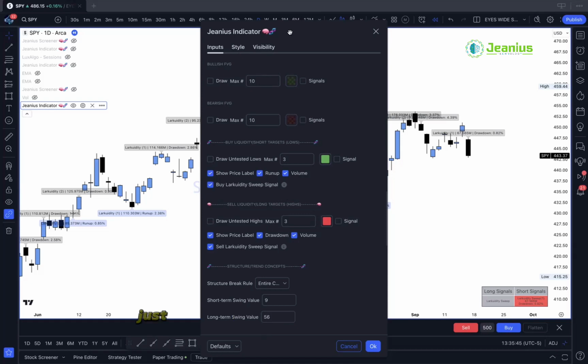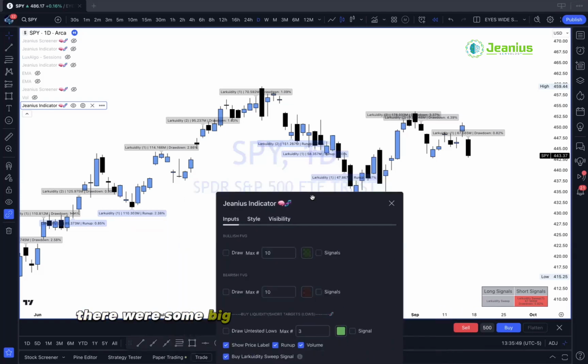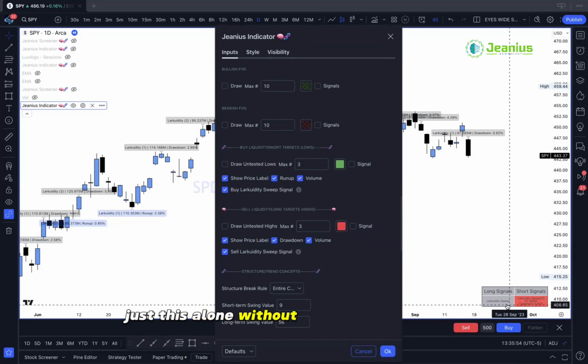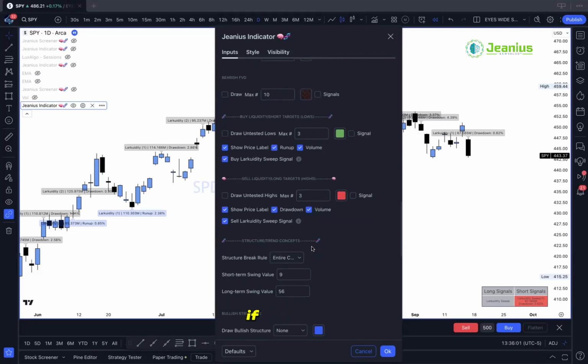But just the liquidity sweeps alone, you can kind of see where when those sweeps happen, there were some big moves after those sweeps. So just this alone, without any other confluence, is a really good signal, or signal within the indicator. If you notice, I'm struggling to not say signal because I don't want it to be signals.